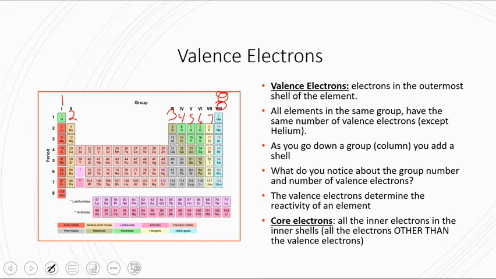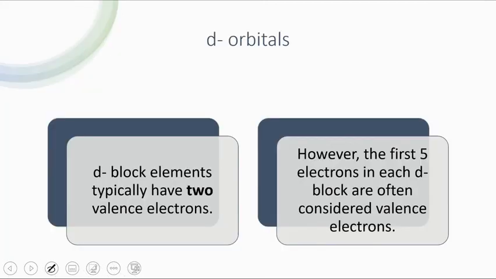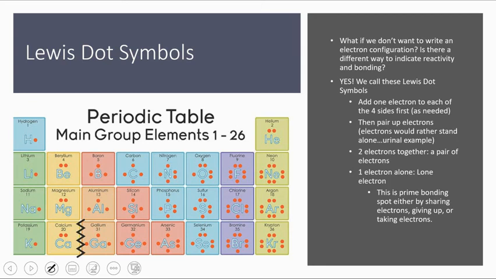Now, core electrons are the inner electrons. They're the ones that determine basically the size and the forces within an atom, but really the core electrons we're not paying attention to when we're dealing with bonding and reactivity. The D block elements typically have 2 valence electrons, or we consider them to have 2 valence electrons because you fill the S sublevel first. And then you go back and fill in the D block. However, you can have up to 5 electrons as considered your valence electrons. We will not use the D block. I won't ask you how many valence electrons D block elements have.